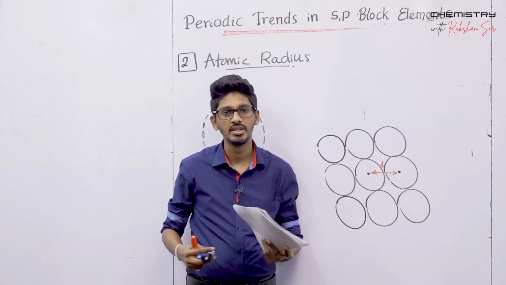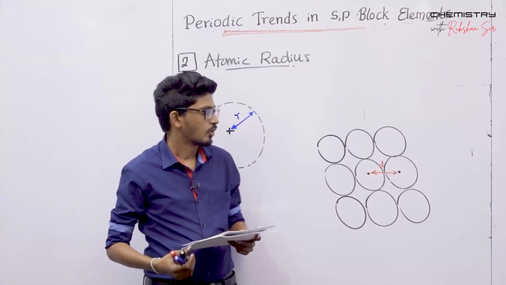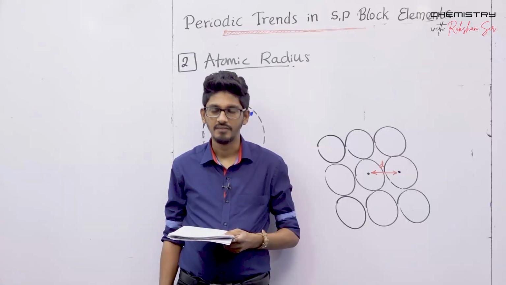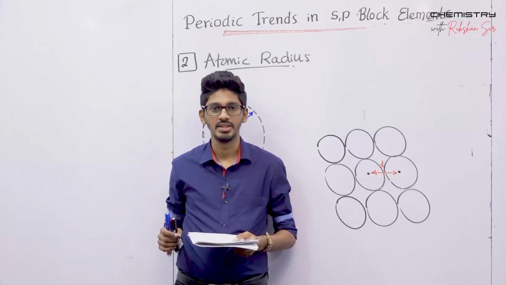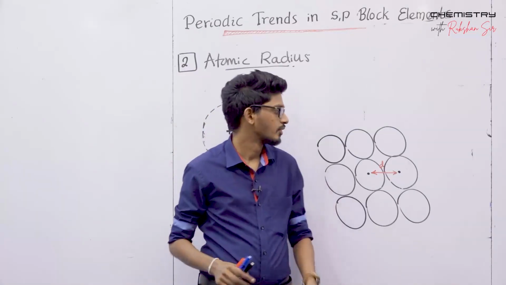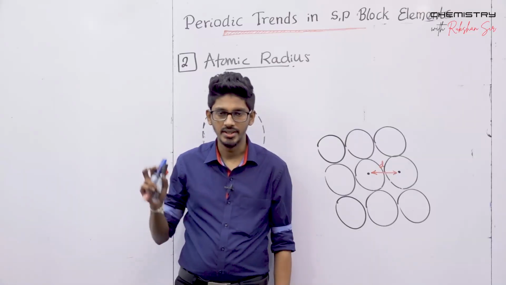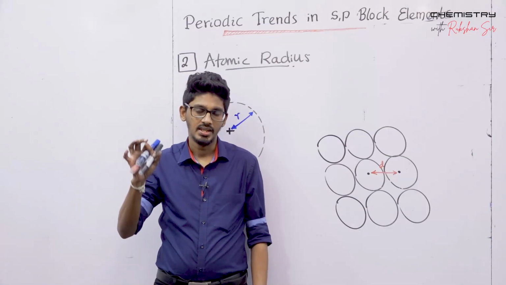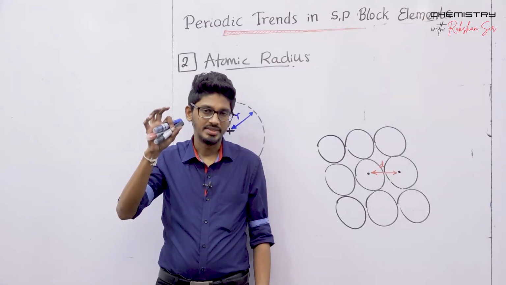The metallic radius, covalent radius, as well as the van der Waals radius. We'll discuss them one by one. The first point, the metallic radius. So basically, in metals, in our periodic table, we have three kinds of atoms.